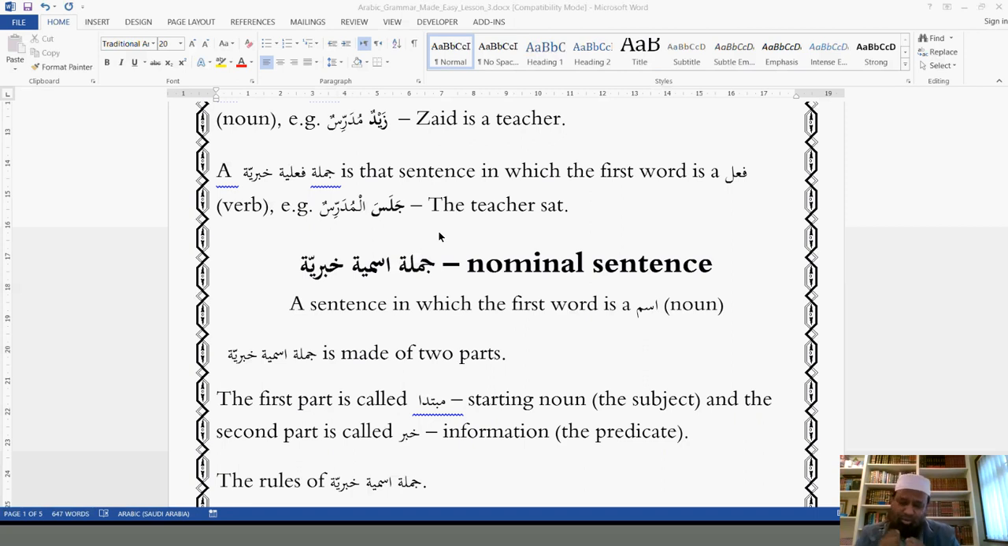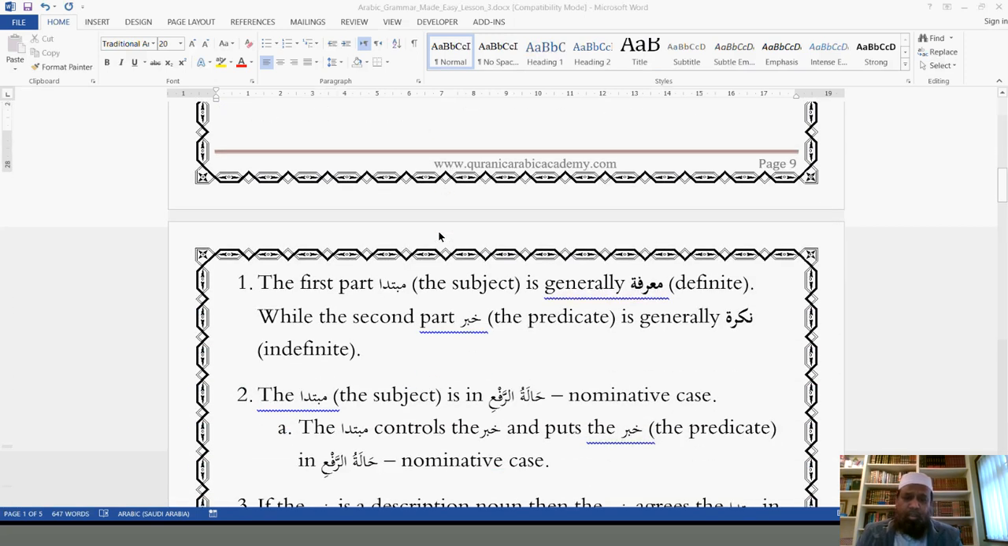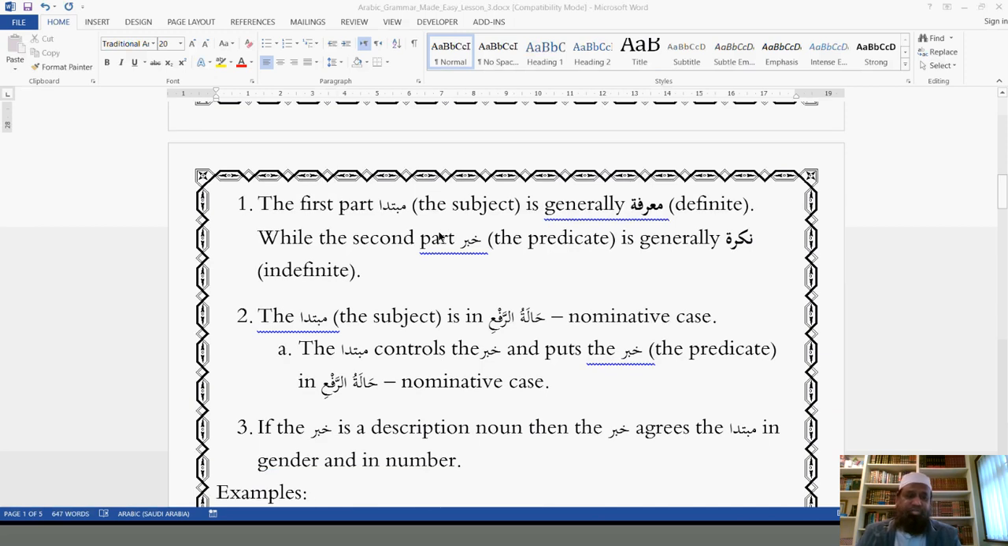In the beginning, we get used to it. Do loads of practice. Make loads of Jumla Ismiya, applying these three rules. And then once you get hold of them, you will never ever have to think again. It will be automatic. These are the three simple rules.